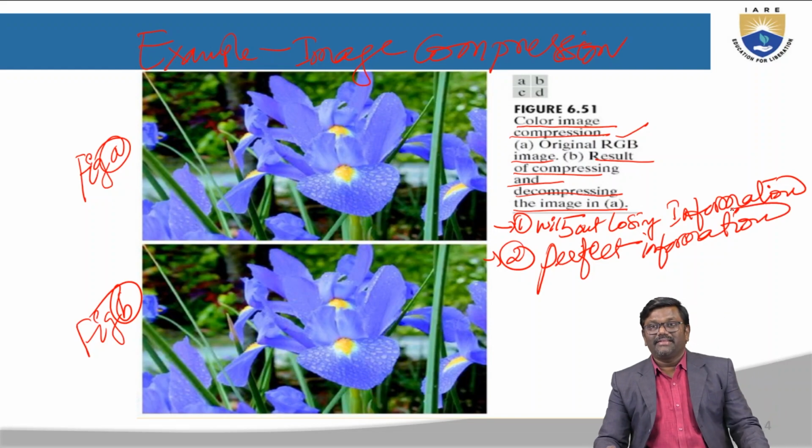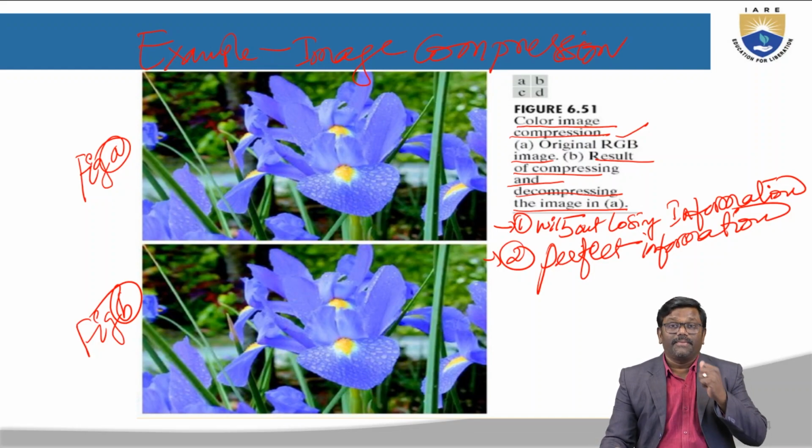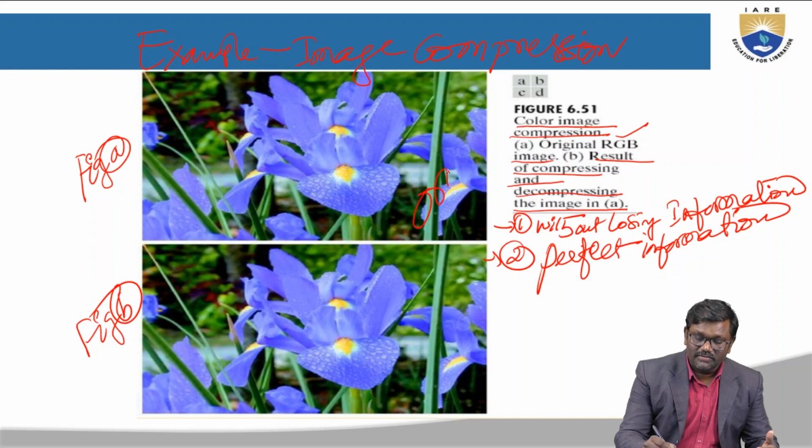So these are the two important categories while you compress the image. That is also very important here. Without losing information is one category, and perfect information maintaining is the second category. So figure A is the original data of the image. This is original. Understand?